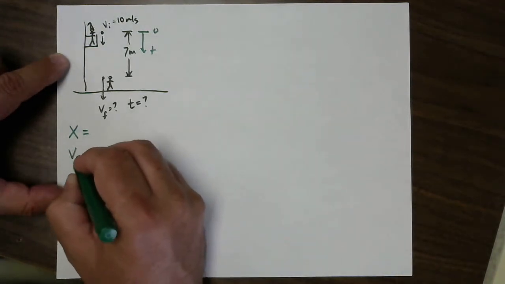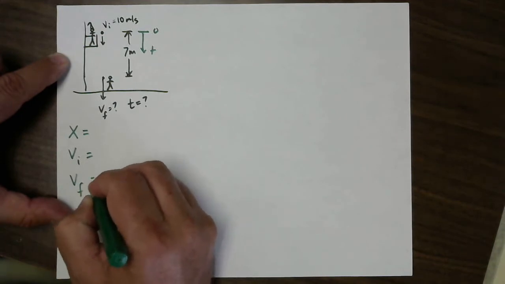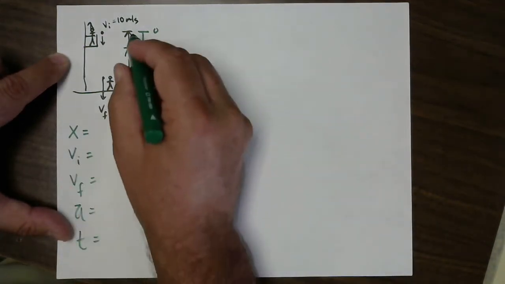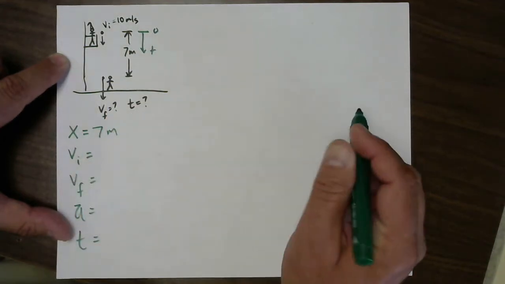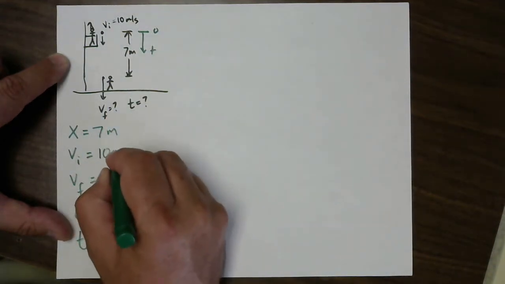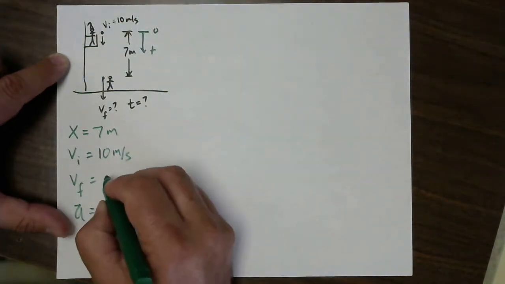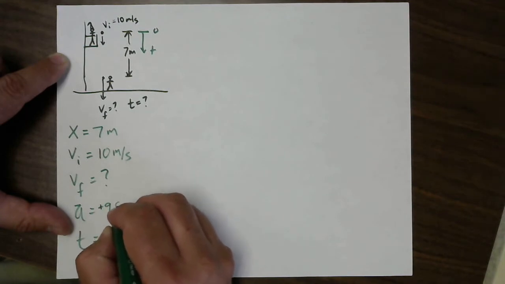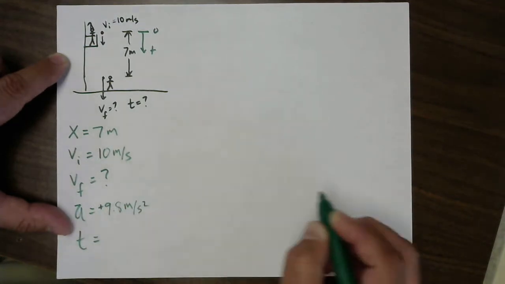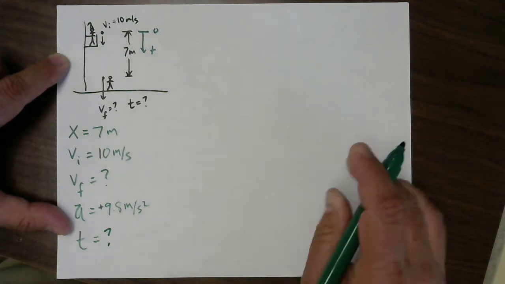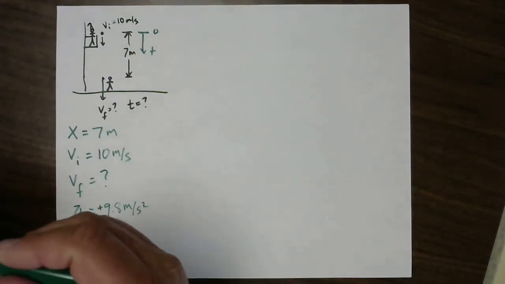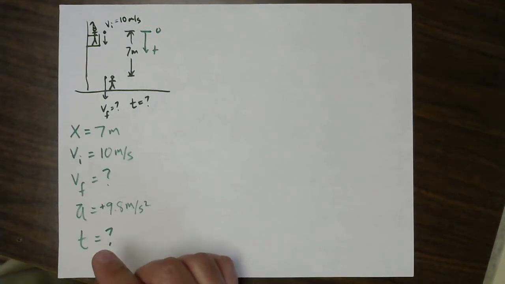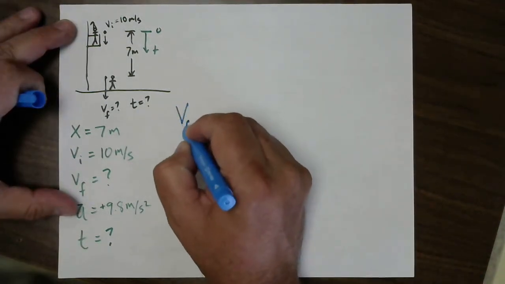Here's the list of knowns and unknowns for this guy, and we can go a little faster this time because we've done it before. The distance down is 7 meters in the positive direction. The starting velocity is 10 meters per second in the positive direction. The final velocity is what we're looking for. The acceleration is positive 9.8 meters per second squared this time, and the time is also what we're looking for. Now, if we solve for the final velocity first, we'll need to avoid time, and we already know that that's this equation right here.